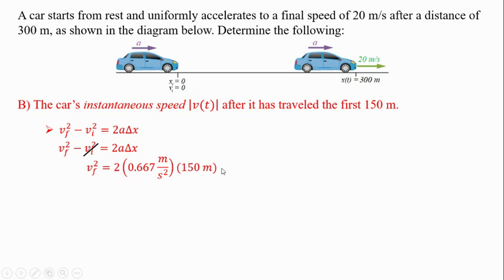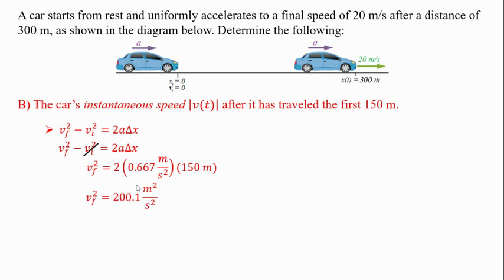So you notice here, there's no unknown to really tamper with. Our only unknown is the variable that we're trying to find, which is vf. So therefore, to get vf by itself, we need to square root both sides.